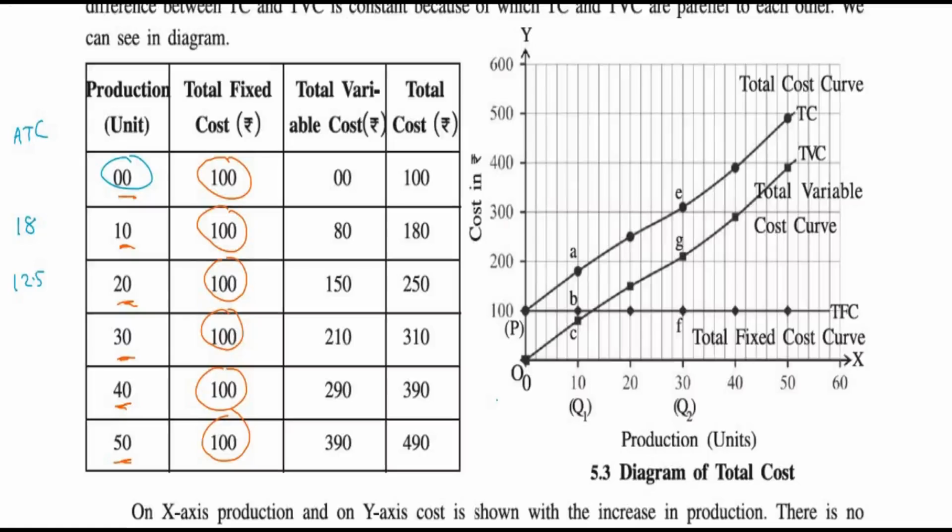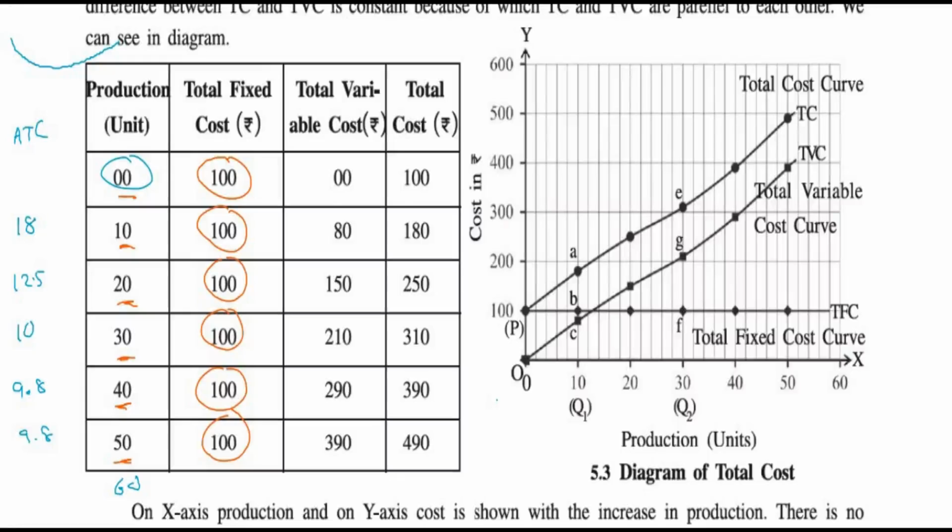Then we have 310 by 30. So 310 by 30, it would be something near 10 rupees. Average, let's say 10 rupees. Okay, it's coming down. Then 390 by 40. Again, you see, 39 by 4, so that is 9.8, let's say. Then 490 by 50, so that is again 9.8. See, now it is stabilizing. At the next level, it will again start increasing. So you see, the curve is now coming down from 18 to 9.8, stable, and then again it will keep on increasing.